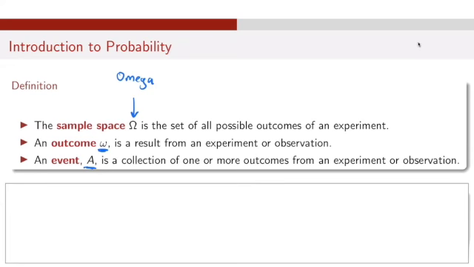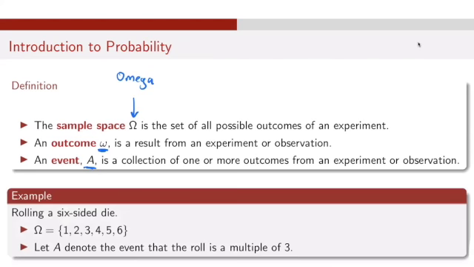So to take a look at an example, let's consider the following situation where you run an experiment where you roll a six-sided die. In that case, the sample space, the set of all possible outcomes, would be: we can roll a 1, we can roll a 2, a 3, 4, 5, or 6. So the sample space consists of all 6 of these possible outcomes.